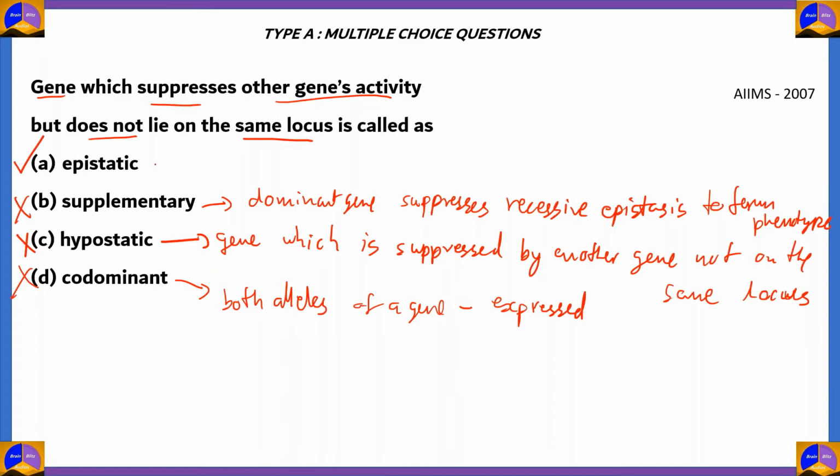The right answer is option A, epistatic. Epistatic gene is the gene which suppresses another gene's activity but does not lie on the same locus. This is an example of non-allelic interactions.